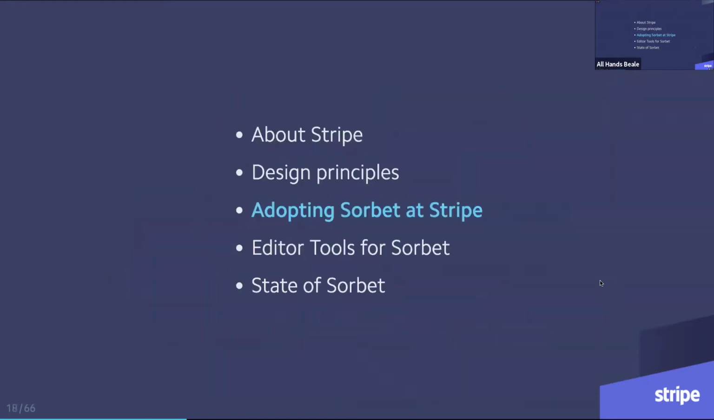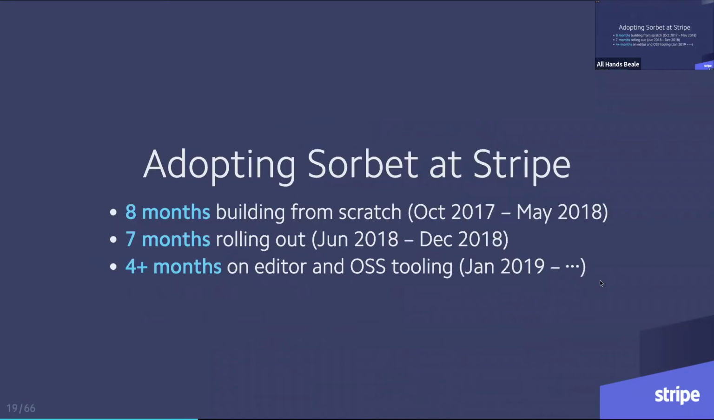So, okay, these were the guiding design principles. Now let's discuss how it played out. Here's the timeline. We started implementing the project in October 2017, and it took us around 8 months to build it from scratch. During those 8 months, we paired with 2 teams.